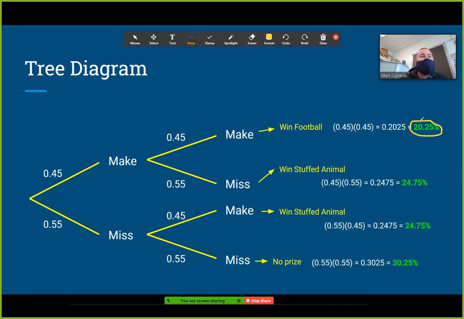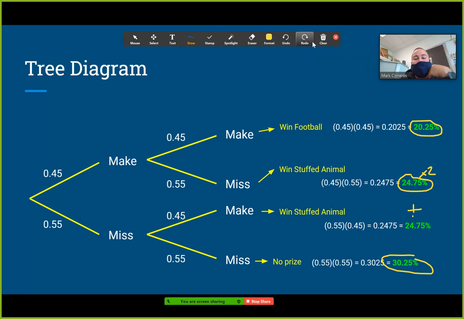What's the probability of winning a stuffed animal? Just 24.75? No, you got to add these two. So this plus this, so this times 2 really is the probability of winning a stuffed animal. Makes sense to everybody? Okay. And then there's a little more than 30% chance that you're just going to come away with nothing.